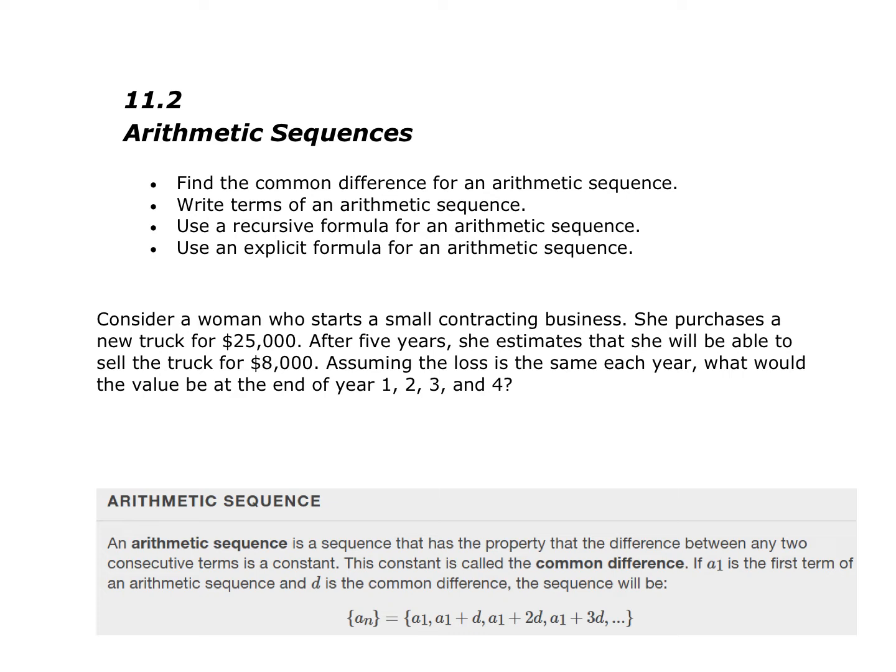Assuming the loss is the same each year, what would be the value at the end of 1, 2, 3, and 4 years? So basically, this is like a linear type of depreciation in terms of the decrease in the value of the truck. If in 5 years it's gone down from 25 to 8,000, that's like saying at year 1 you have 25,000 as your initial amount, and at year 5 you have 8,000.